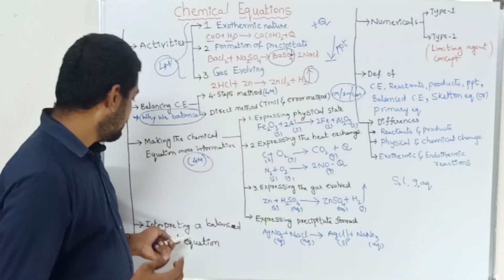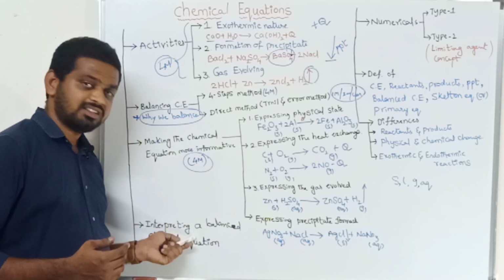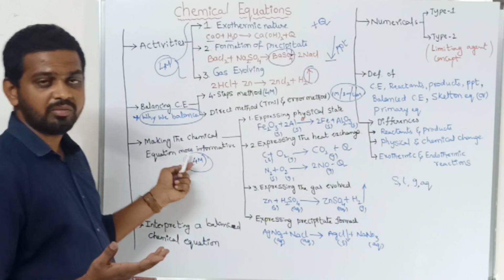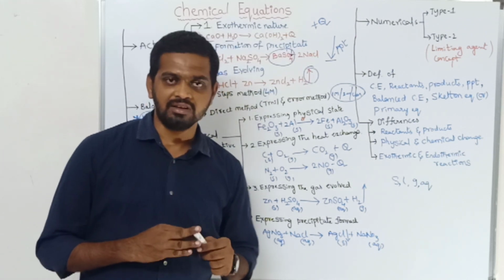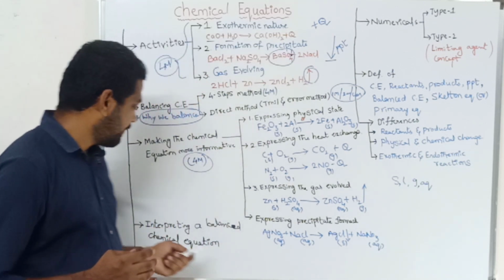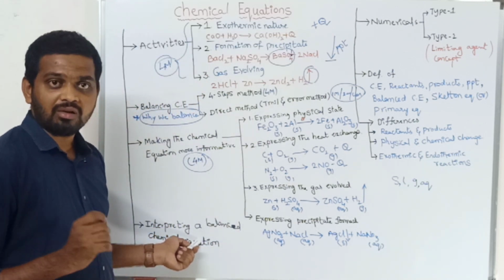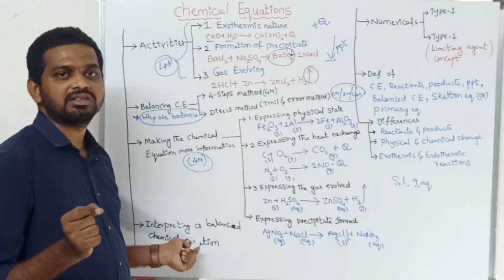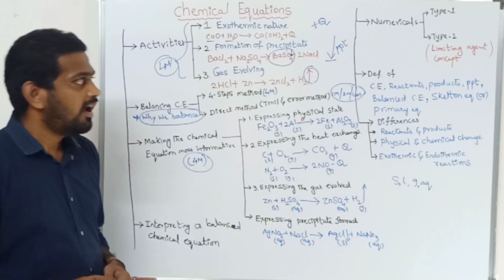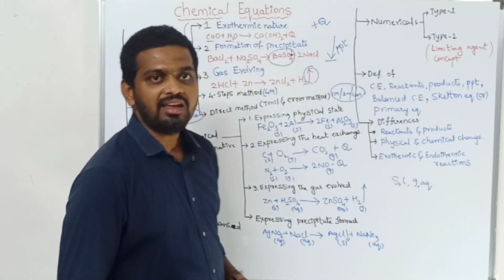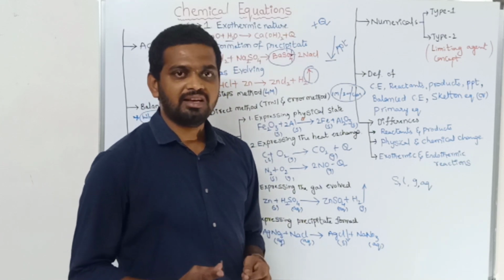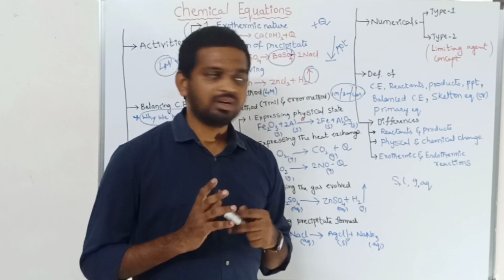Is it clear? So this question and the earlier question are not the same, children. Don't get confused. Making the chemical equation more informative means we are highlighting the chemical equation. In interpreting a balanced chemical equation, we write what extra information we get from the balanced chemical equation. That you should remember. Coming to the numericals, already I did the mole concept and chemical equation playlist on my YouTube channel. Go through that.